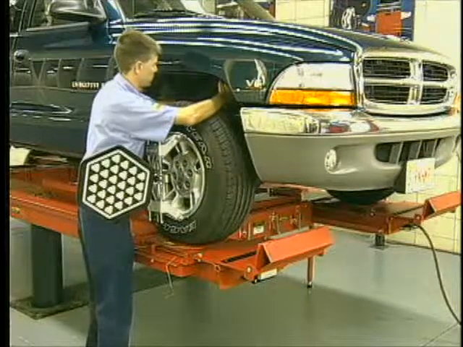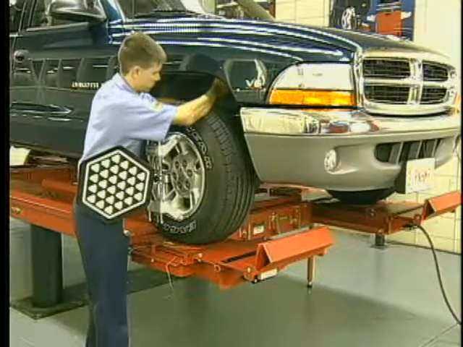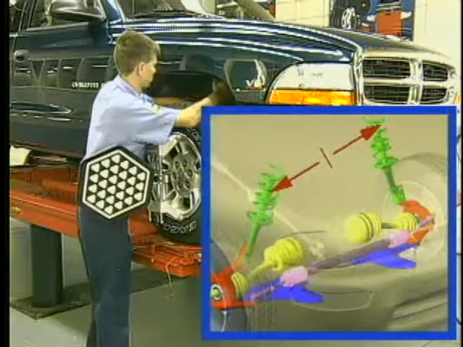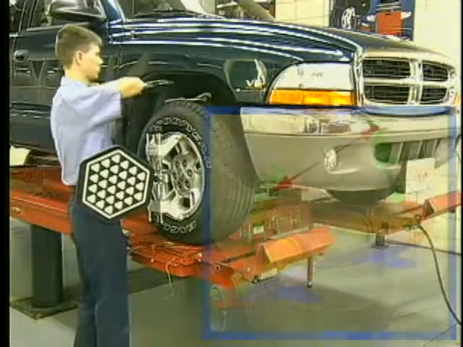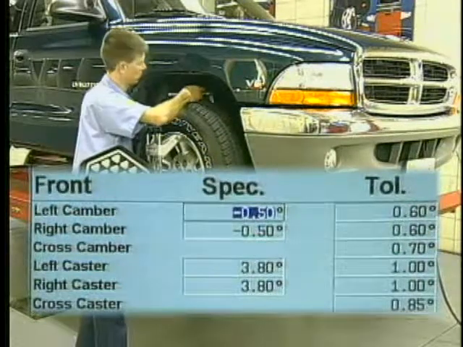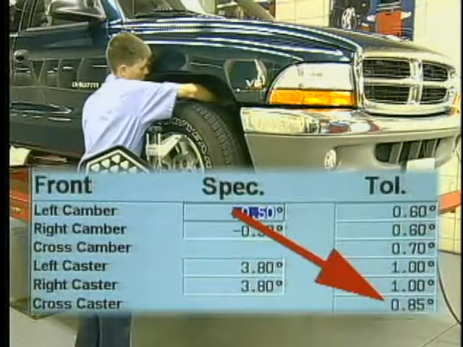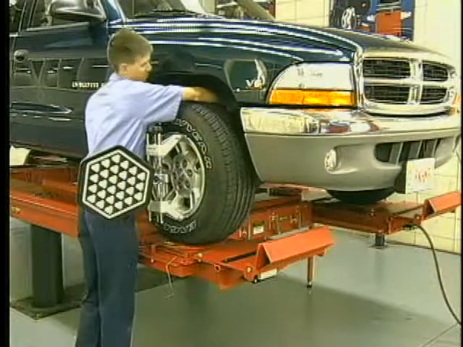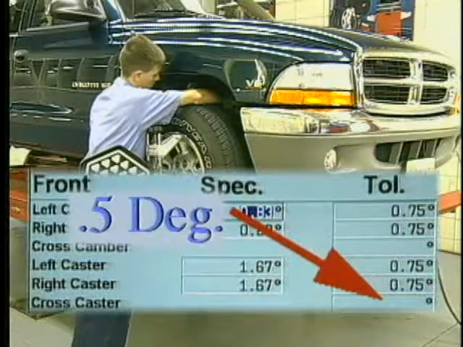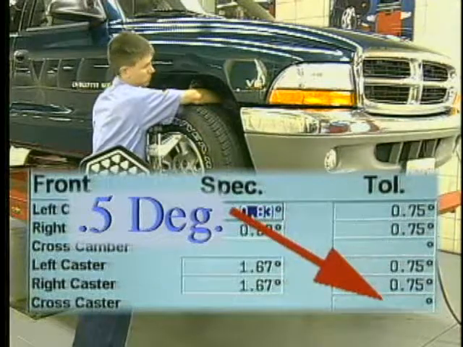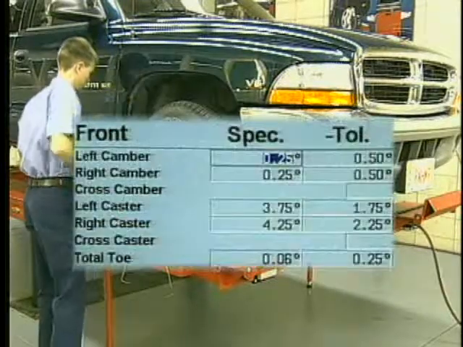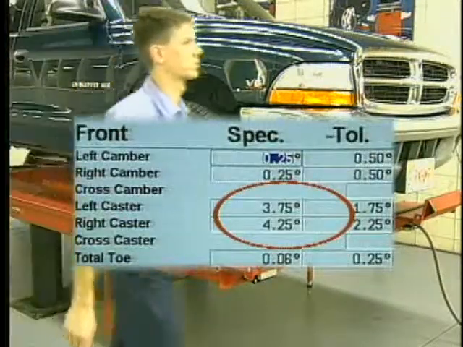If caster can't be set the same on each side, it should be set so that the side-to-side variance does not exceed the manufacturer's specification. In this example, cross caster should not exceed 0.8 degrees. As a rule of thumb, use 0.5 degrees if the manufacturer does not specify cross caster. The only exception is when the manufacturer specifies different settings for each side.